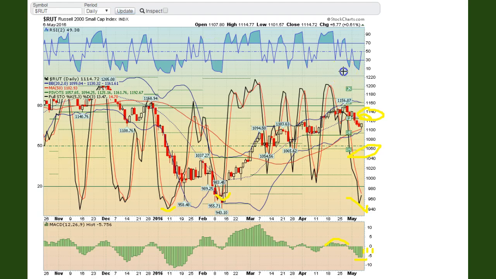Watch this. We are in the middle of the RSI range, which is 50. 50 could be a rejection point or it could be a breakout point. We'll have to see. All right, let me just move on.